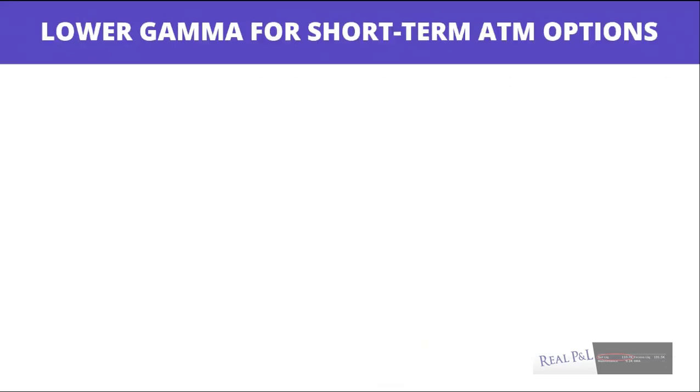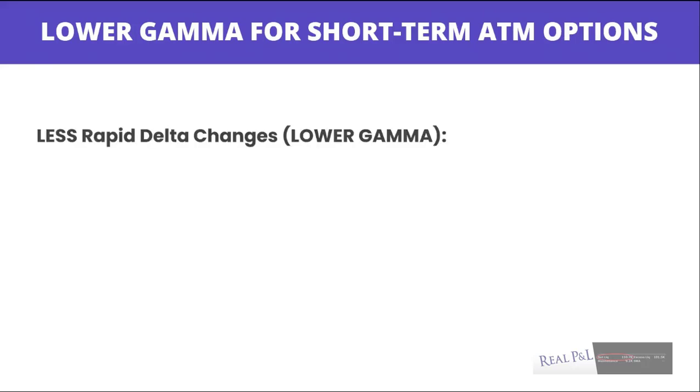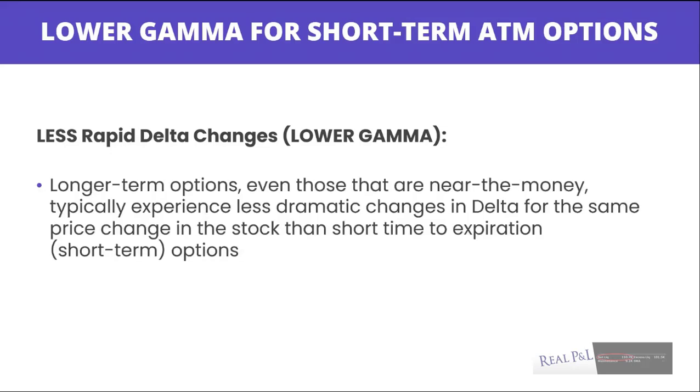So lower gamma for short-term at-the-money options. So less rapid delta changes equals lower gamma. Longer-term options, even those that are near the money, typically experience less dramatic changes in delta for the same price change in the stock compared to shorter time to expiration short-term options.